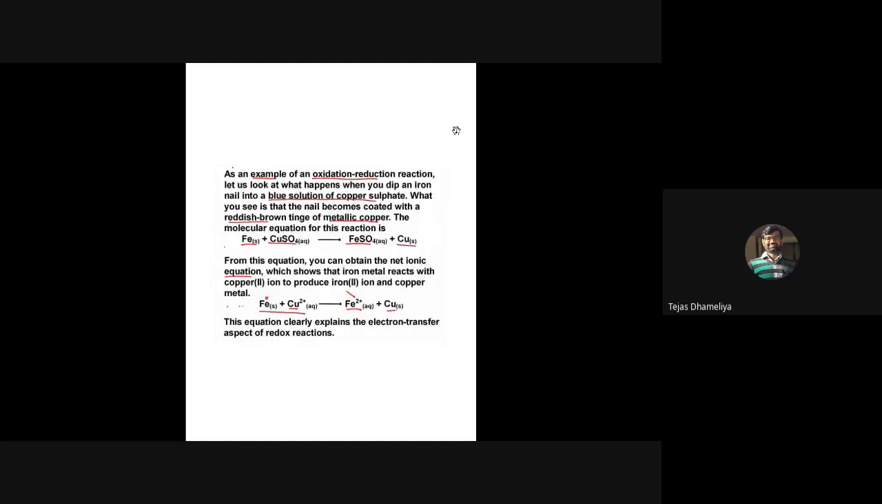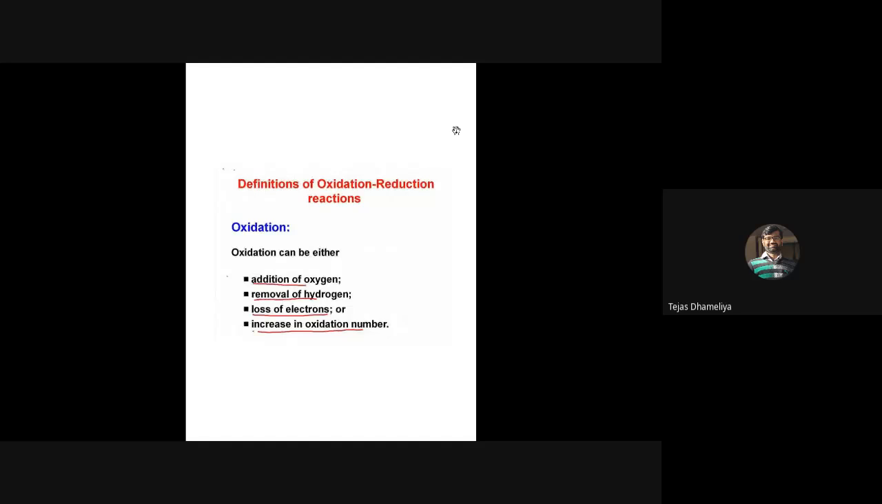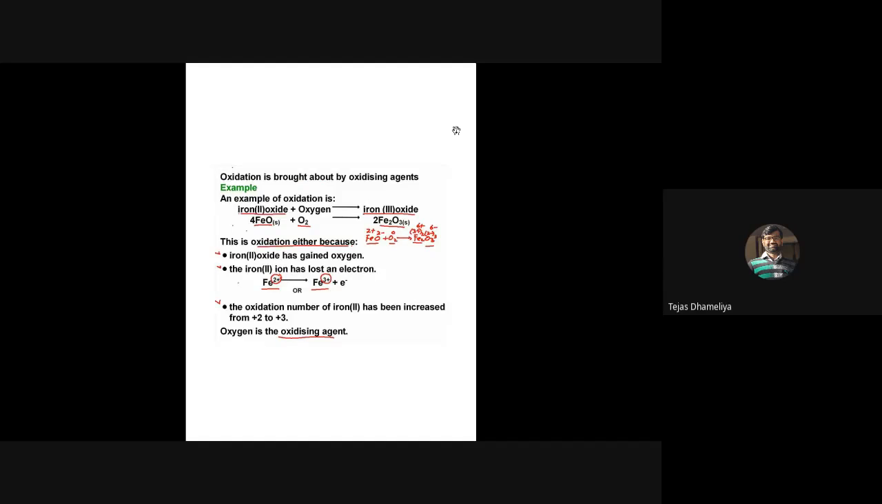Some of the reactions, this way we can define. Look at these definitions of oxidation: addition of oxygen, removal of hydrogen, loss of electrons, increase in oxidation number. These are the several examples. If we have iron oxide, because I am teaching organic chemistry, these are examples of inorganic chemistry. So maybe you should also visit the same examples under the umbrella of inorganic chemistry.